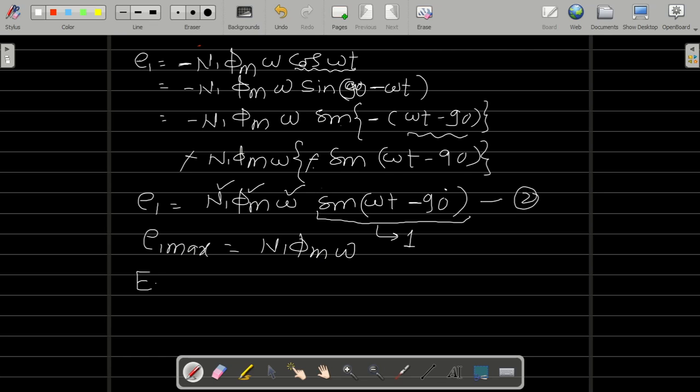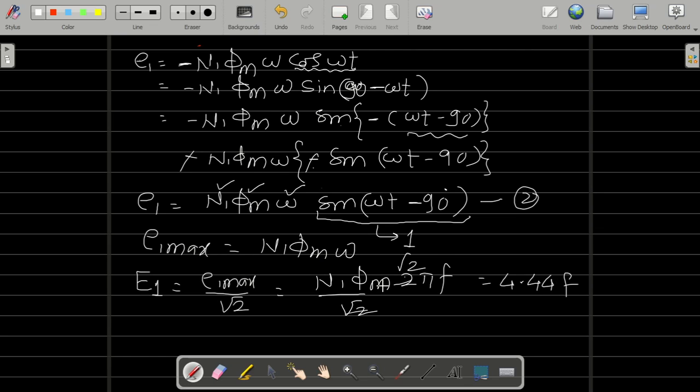If you divide E1 maximum by root 2, you get E1 RMS. RMS value equals maximum value upon root 2, as we have studied in basic electrical engineering. So E1 equals n1 phi m, omega is 2 pi f, upon root 2. The root 2 cancels and root 2 into pi, if you use the calculator, you will get 4.44.